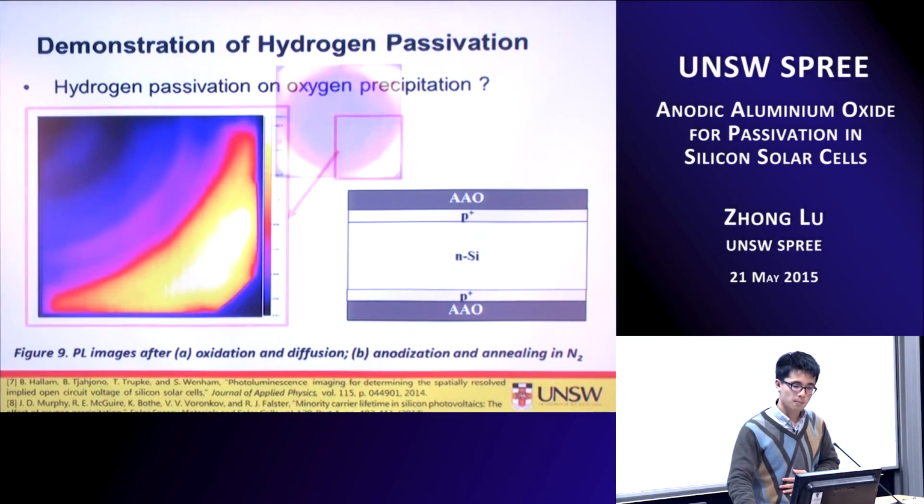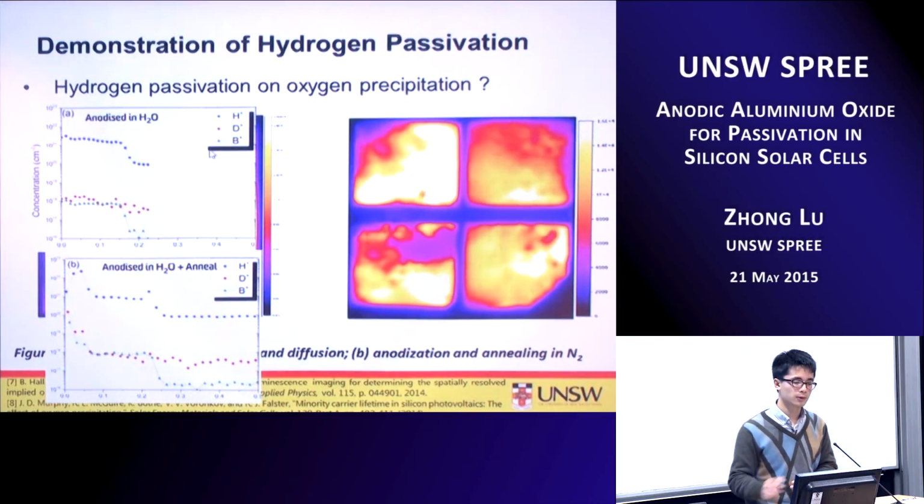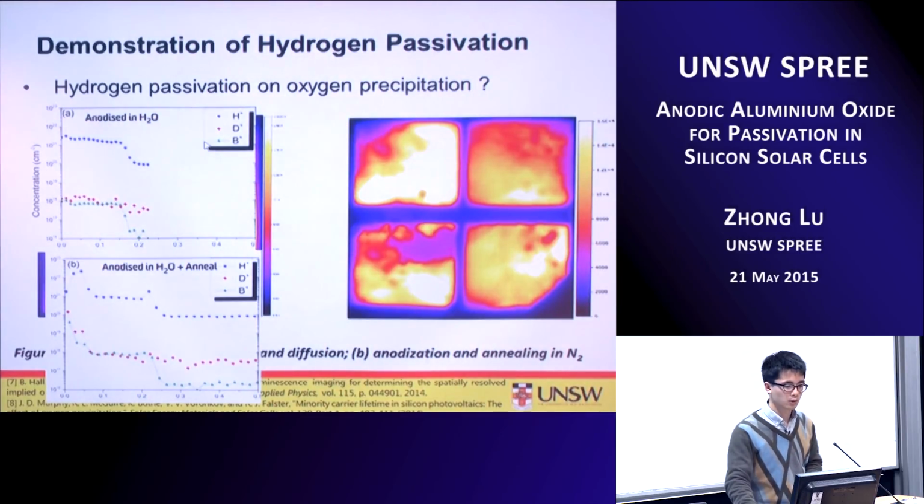After anodization, I cut the wafer into 2-inch segments and still arranged them in the same order. You can see a quite significant improvement in this part, which is probably due to the hydrogen passivation from the AO. Here is the result shown by Doris. She concluded that after the annealing, you have a very high hydrogen content in your film, which would help you passivate the bulk defect, or in this case, the oxygen precipitation.